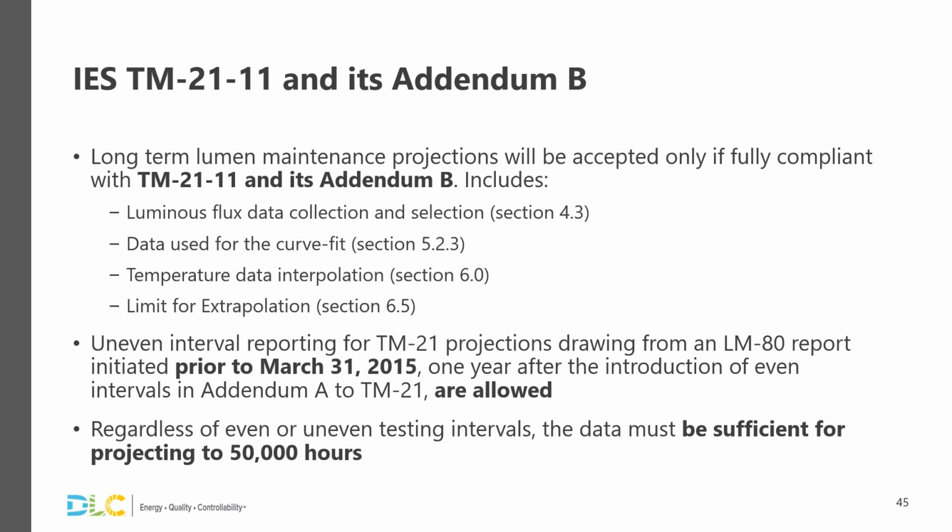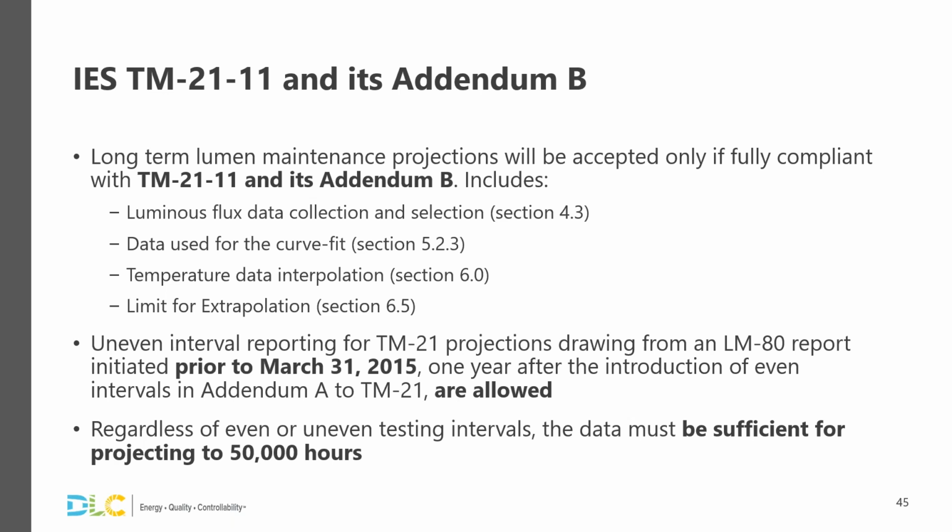Also new in version 5.1, long-term lumen maintenance projections will be accepted only if fully compliant with TM21 and its Addendum B. As such, a complete and accurate copy of the 2018 Energy Star TM21 calculator will be required for submission. If you don't know where this is, it is linked in the policy document and the technical requirements tables. So this also means that we are eliminating the provisions for complying with lumen maintenance requirements for projection endpoints less than 50,000 hours.